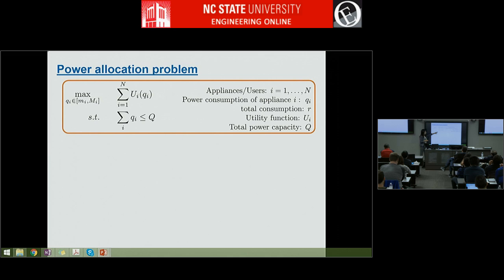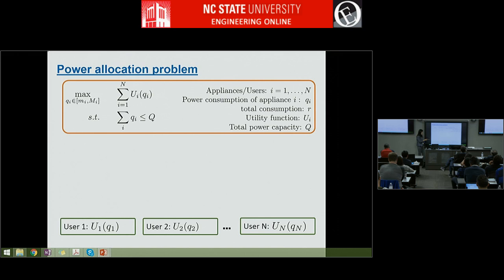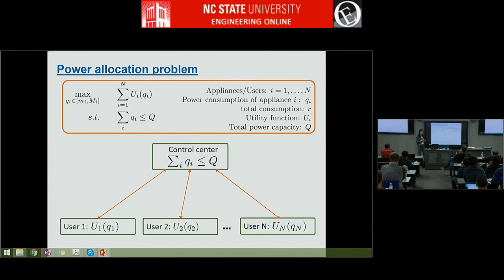And this Q can be the power consumption total constraint within a building. So putting the setting, that's what we have. We have different appliances. Each appliance has a certain utility function, or some other function, that it cares about. The control center wants to make sure the total summation of the cost is smaller than a certain bound. And the way they do it is through two-way communication to coordinate.